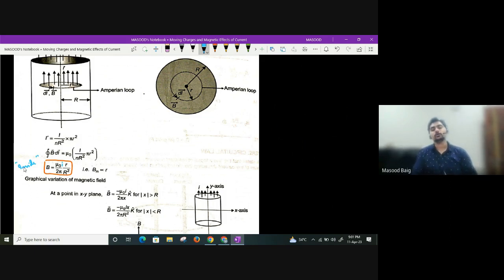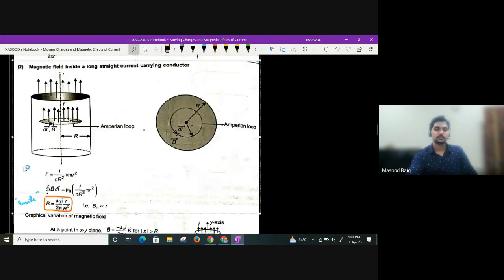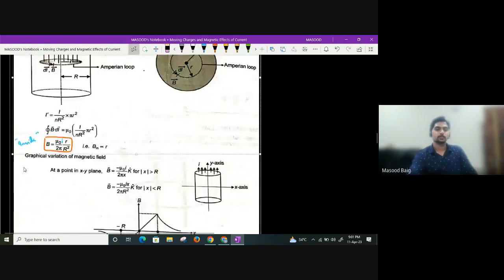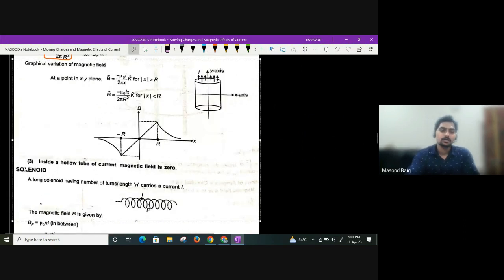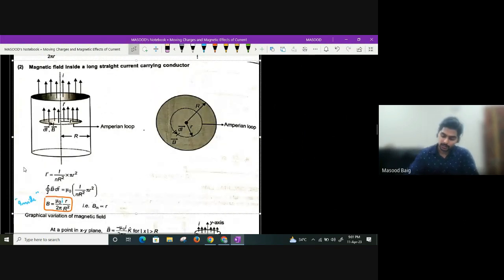If you take inside a hollow current carrying conductor, guys, there will not be any magnetic field. And outside, if we are trying to find the magnetic field outside, you can write it as mu naught I divided by 2 pi small r.